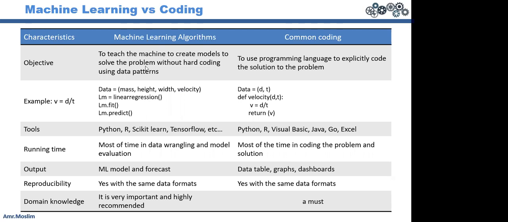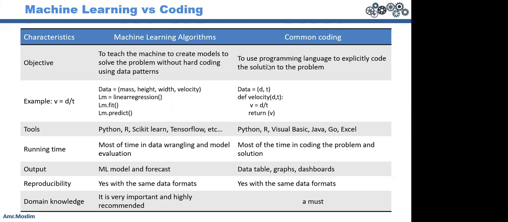Let's go for the other inputs in the table. As you see, the objective of machine learning is to teach the machine to create models that solve problems without hard coding. Hard coding is to do the physical equation in coding. Without hard coding, using just the data patterns, the algorithm will go inside the data and see how the velocity reacts when mass changes, how the velocity reacts when the height or the width of the object changes. This is the pattern that the model is trying to find in the data itself.